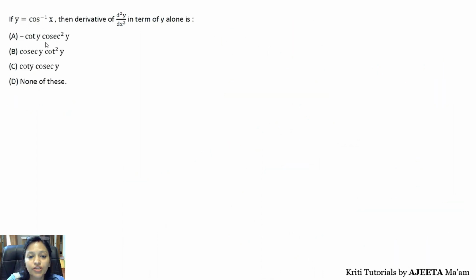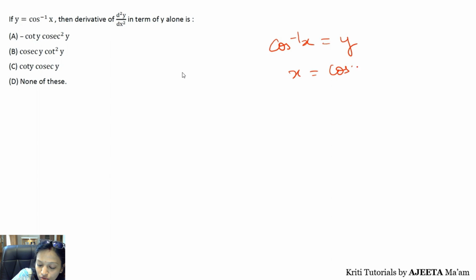Right, now let's do the next question. y is equal to cos inverse x. We have to find its second order derivative in terms of y alone. So if y alone is there, the easy way to solve this question is to convert cos inverse x is equal to y into x is equal to cos y using the concept of inverse trigonometric functions, and let's differentiate it with respect to y now.